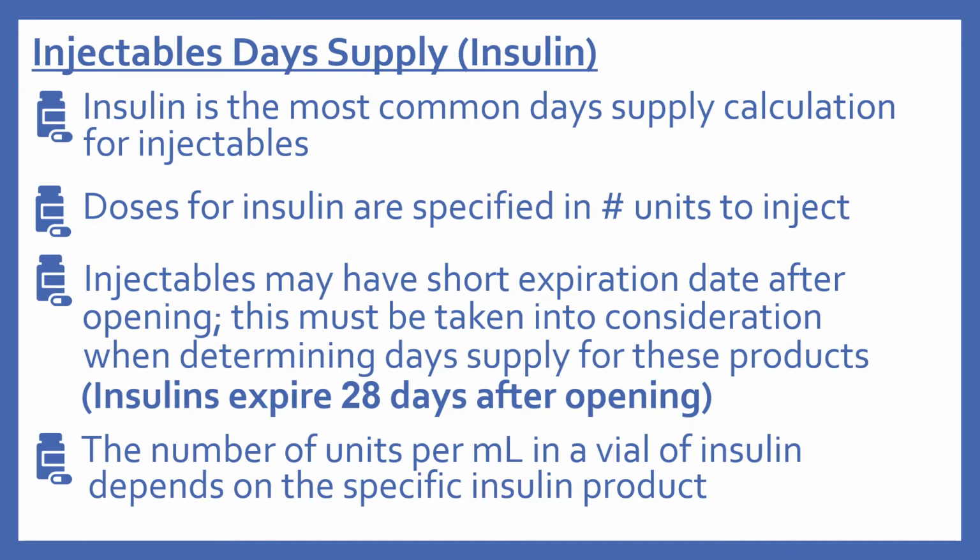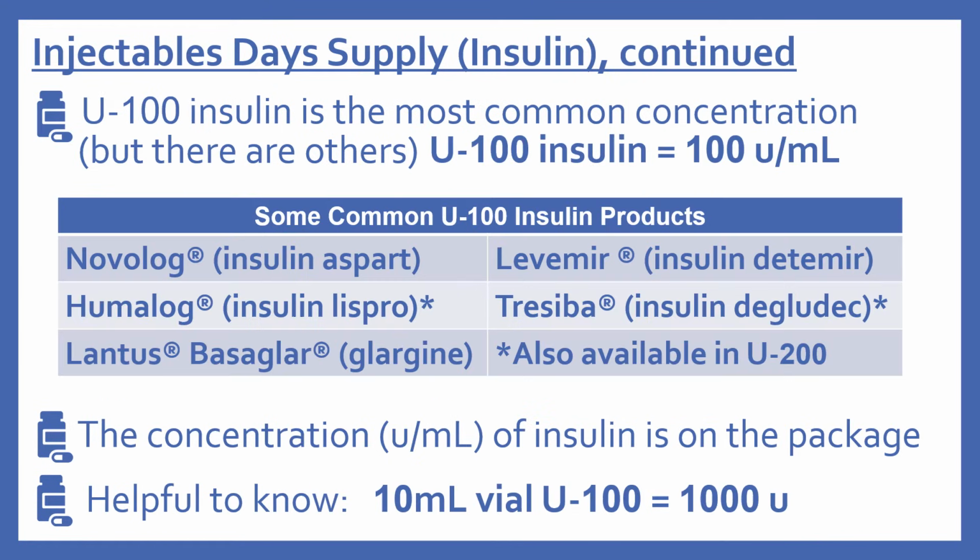The number of units per milliliter in a vial of insulin also depends on the specific insulin product. A little more details about that. U100 insulin is the most common concentration, but there are others. And with U100 insulin, that equals 100 units per milliliter. And I've listed here some common U100 insulin products: Novolog, or insulin aspart, Humalog, which is insulin Lispro, Lantus or Basaglar, which is insulin Glargine, Levemir, which is insulin Detemir, and Tresiba, which is insulin Degludec.